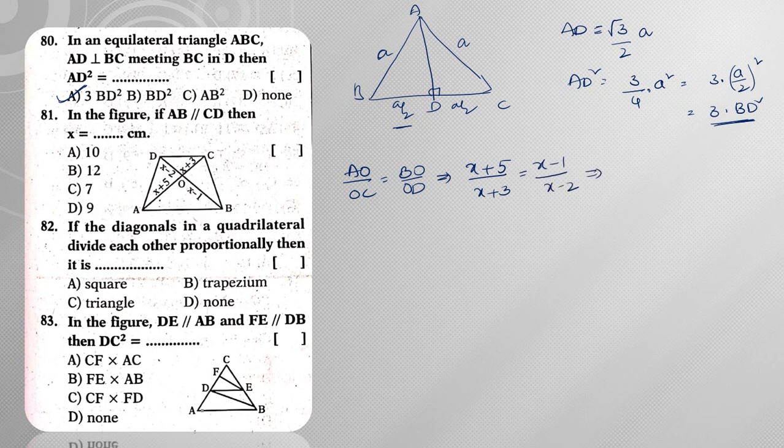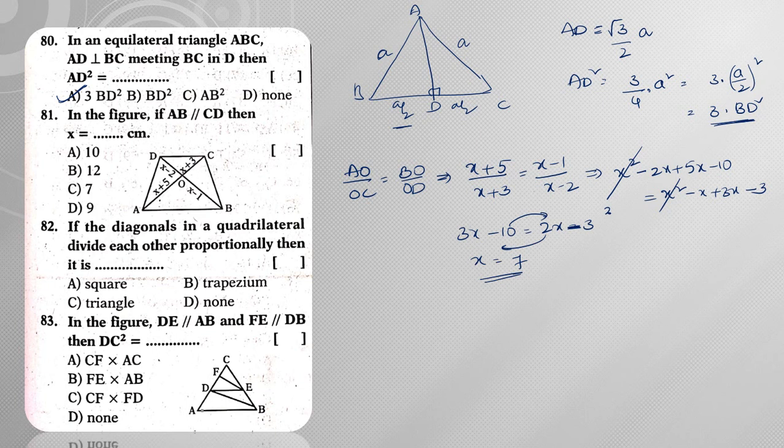When I do cross multiplication, this gives me x square minus 2x plus 5x minus 10 is equal to x square minus x plus 3x minus 3. On both sides I can cancel out the x square. 5x minus 2x is 3x, so 3x minus 10 is equal to 3x minus x is 2x, which is 2x minus 3. Transposing 2x and minus 10 to either side, x is equal to minus 10 goes plus 10, plus 10 minus 3 is 7.